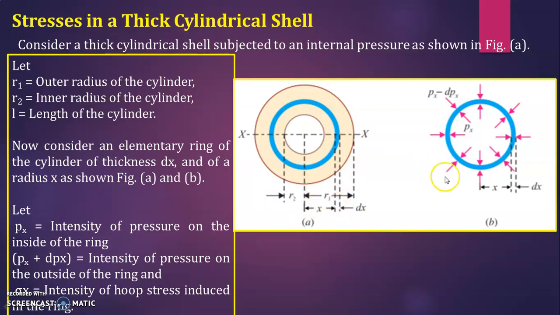Now, how are these pressures acting? Here you can see Px is the intensity of pressure on the inside of the ring. Then Px plus dPx is the intensity of pressure on the outside of the ring. This is not minus, this is plus.